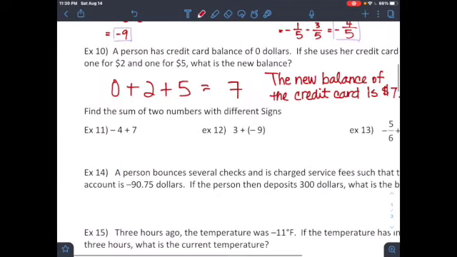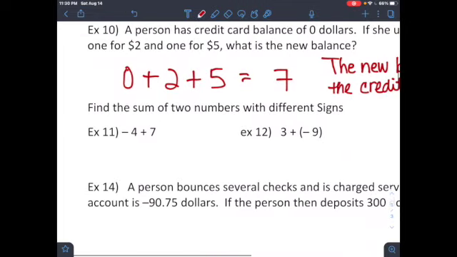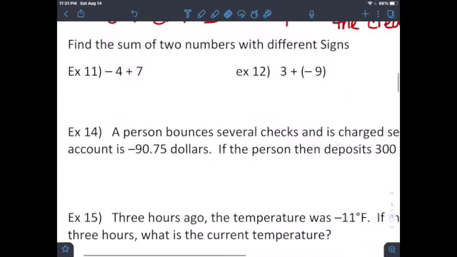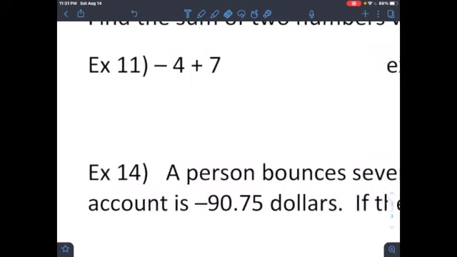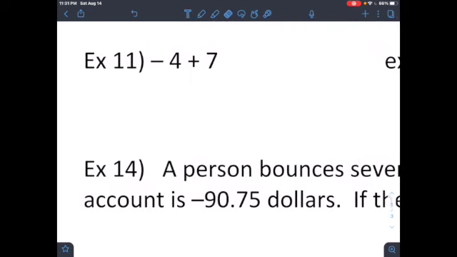Next few problems. Find the sum of two numbers with different signs. So example number 11, when the signs are different, you find the difference and keep the sign of the bigger number. So that is going to be 7 minus 4, which is 3. What is the sign of the bigger number? 7, so that's a plus sign. So that's +3. That's the answer.